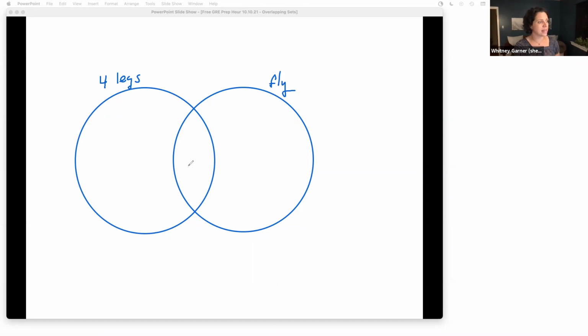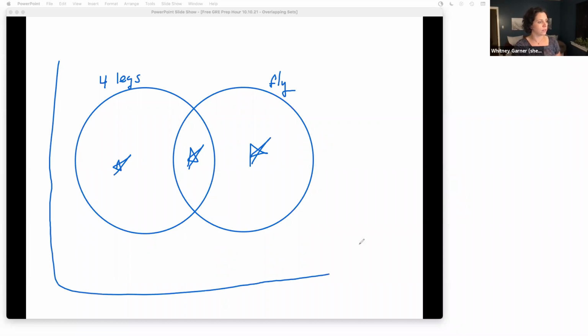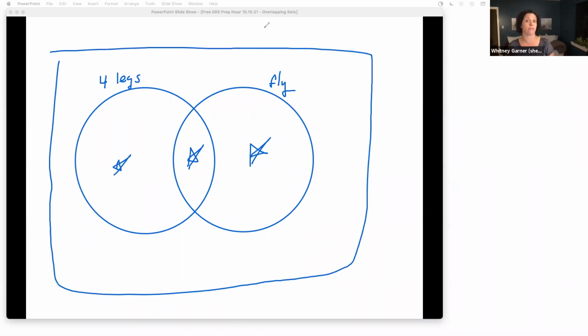Anything in this little spot in the middle would be animals that have 4 legs and can fly. Anything over here would be animals that can fly but don't have 4 legs. Over here would be animals with 4 legs but can't fly. And then we would have this area out here of everybody else, all the stuff that doesn't have 4 legs and can't fly. So this is the world of either or. If you think of some of these qualities, it's almost as if they are on off.